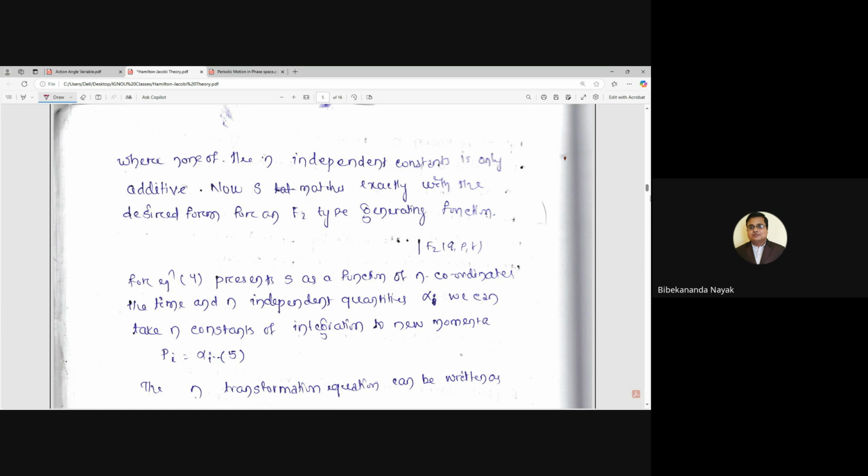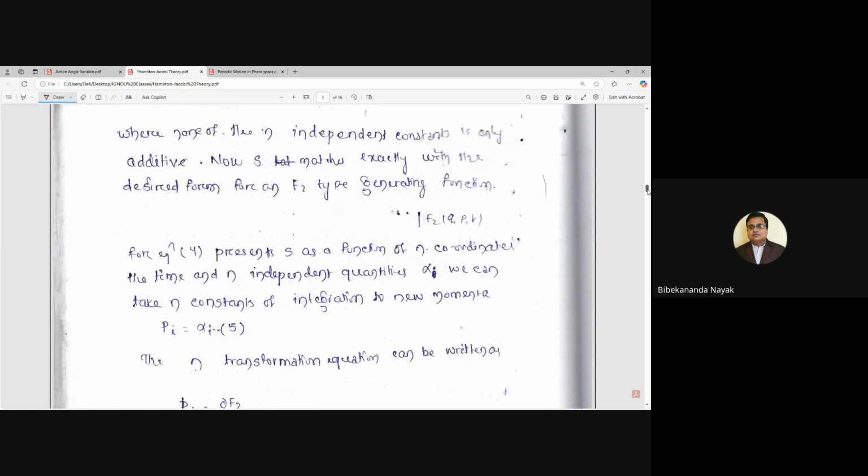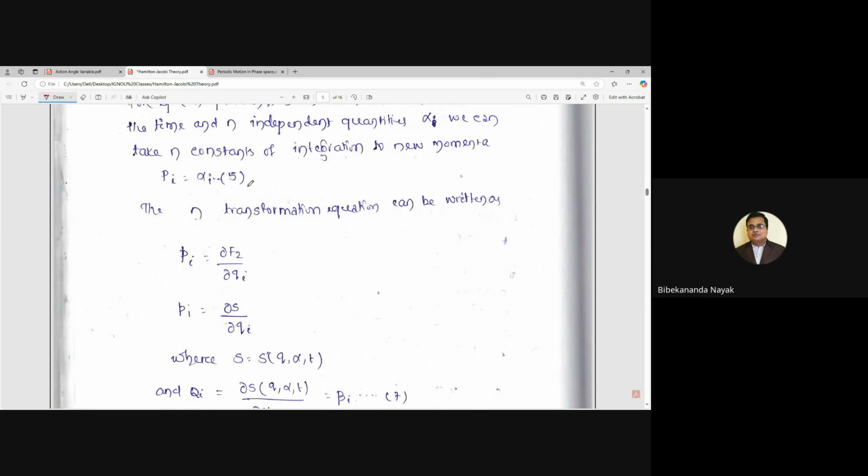With n independent quantities alpha i, we can take the n constants of integration as the new momenta. So alpha is basically our momenta Pi. Because in place of Pi, we write the Hamiltonian as a function of q, p, t, so in place of p, actually alpha is written. But from our analysis we know pi is equal to del f2 by del qi, or setting f2 equal to S, Hamilton's principal function, del S by del qi.